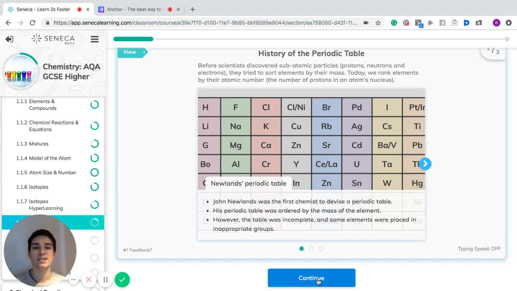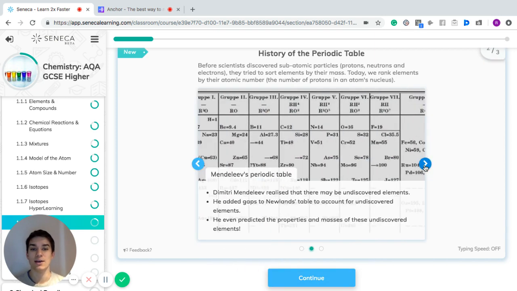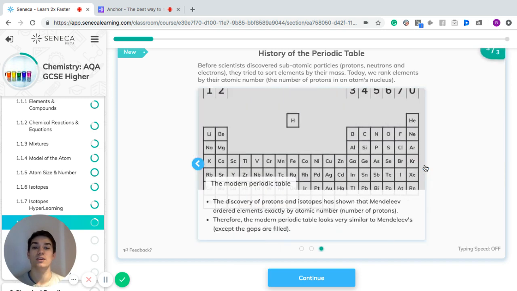However, that table was incomplete, and some elements were placed in inappropriate groups, so it didn't quite work the way he set it out. Then Dmitry Mendeleev realized that there may be some undiscovered elements, so he added gaps to Newlands' table to account for those undiscovered elements. He even predicted the properties and masses of these undiscovered elements. He's a very clever guy.